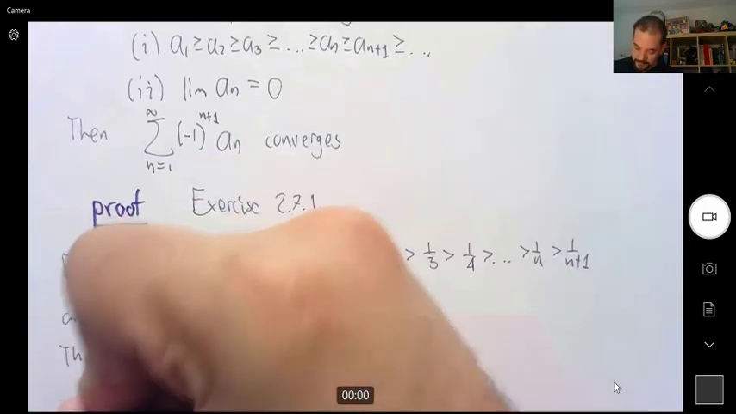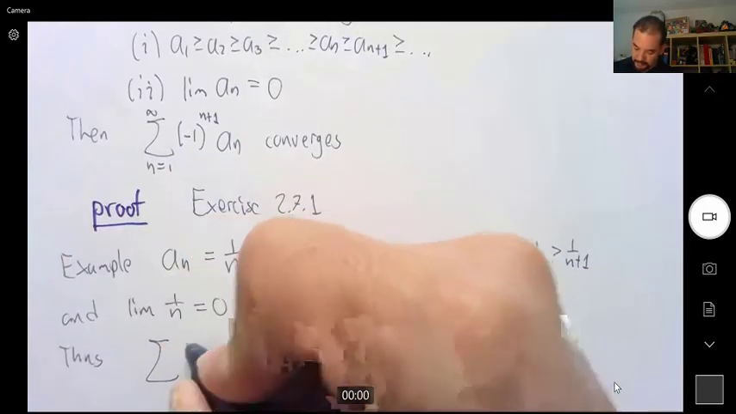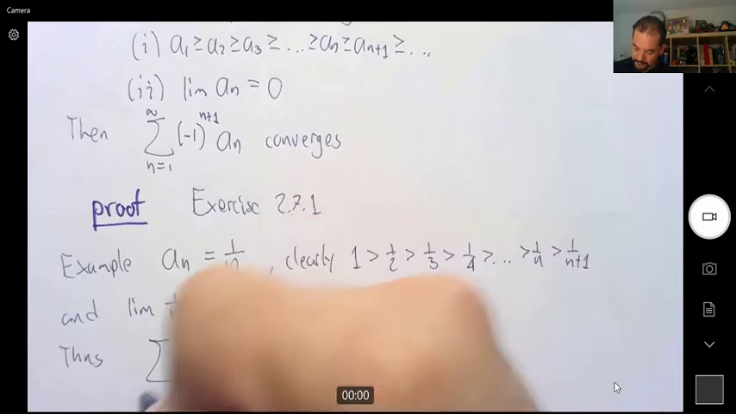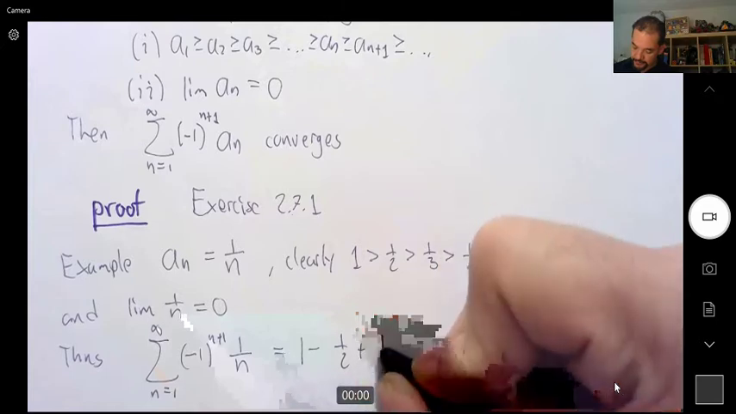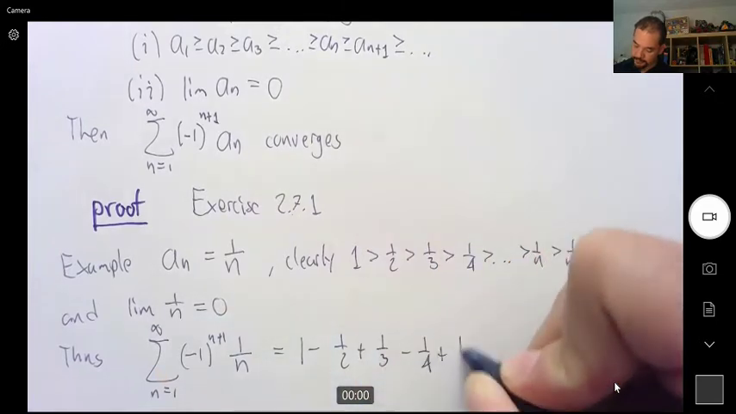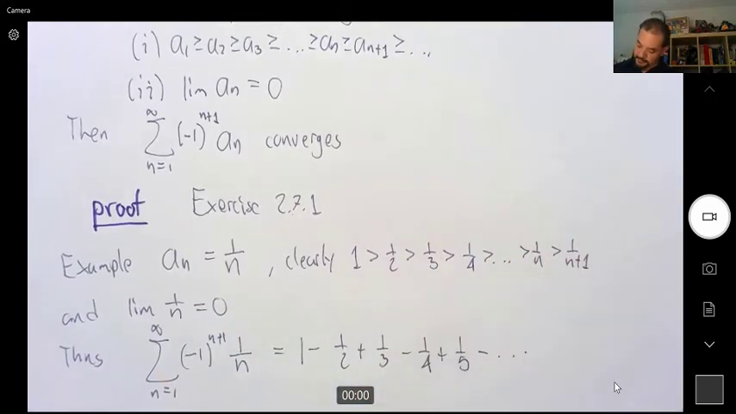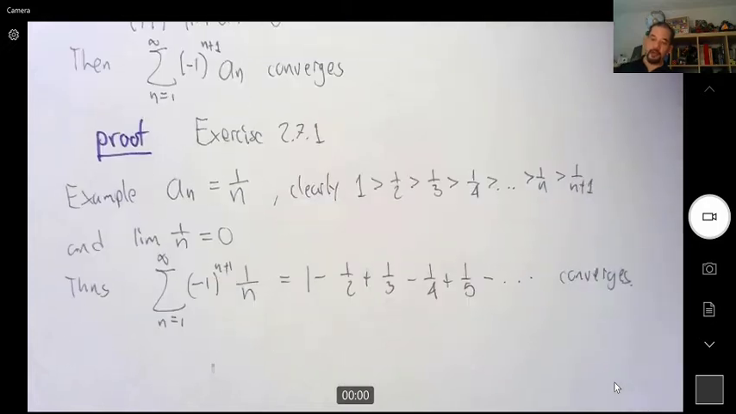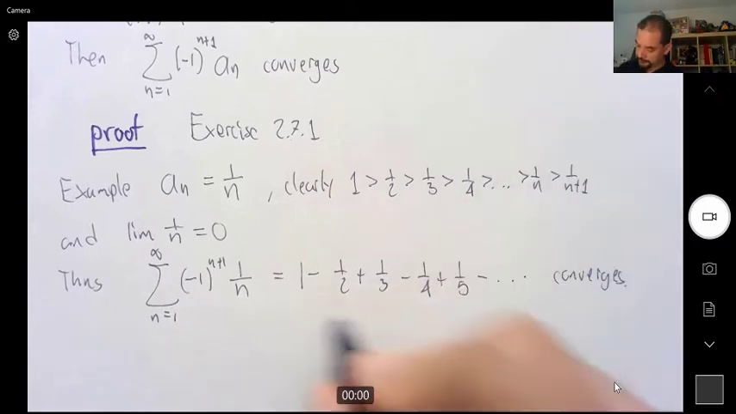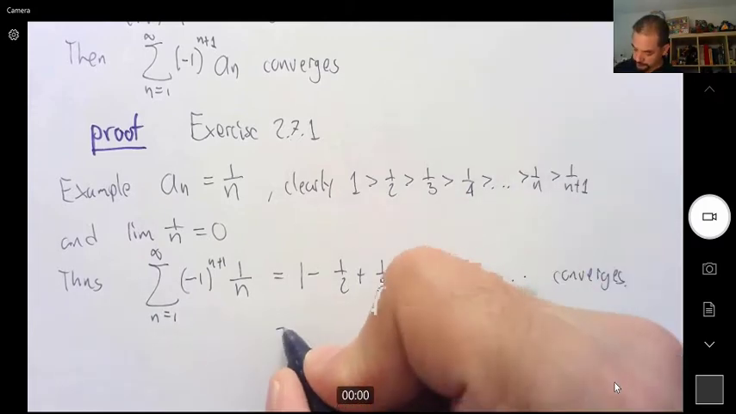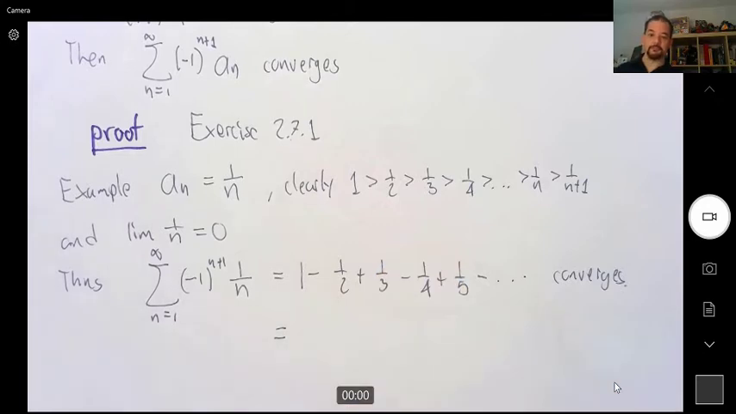So thus, this guy over here, the sum from 1 to infinity of (-1)^(n+1) times 1 over n, which is actually 1 minus 1/2 plus 1/3 minus 1/4 plus 1/5, etc., this one converges. Right? And if you remember your calculus days, you may even know what it converges to, right? Anyone remembers? What is this equal to?